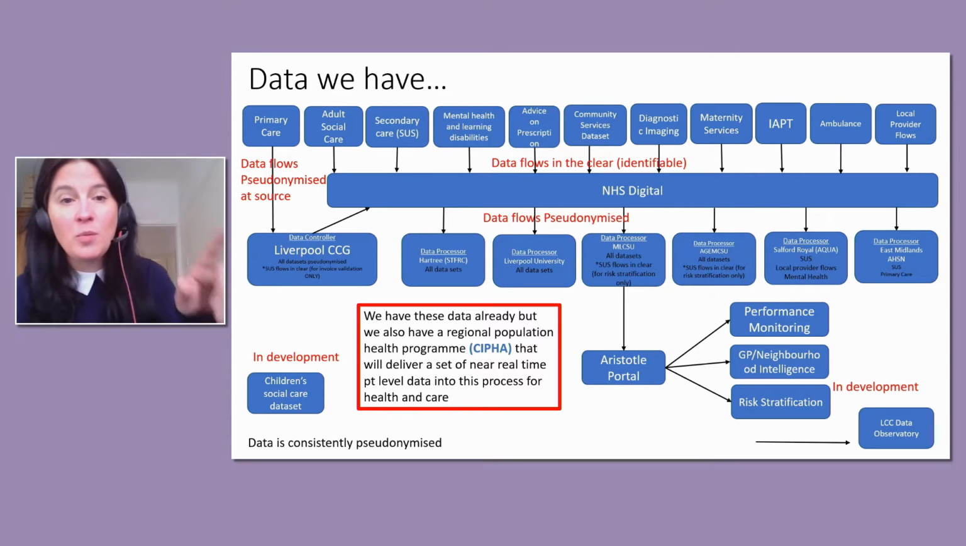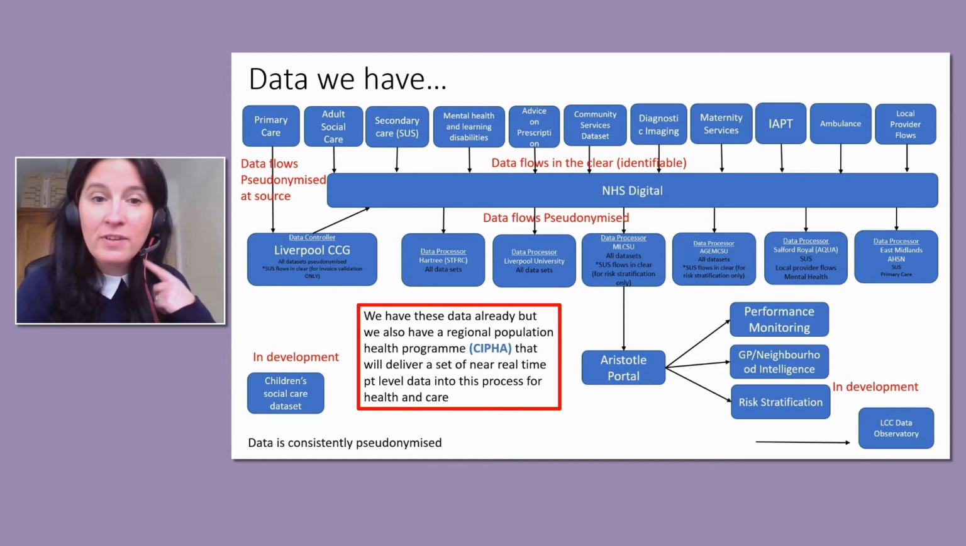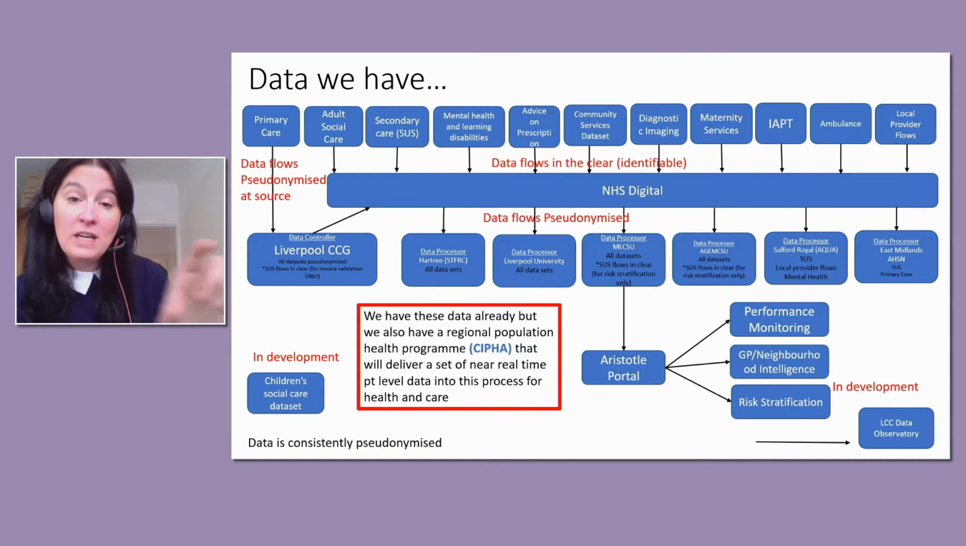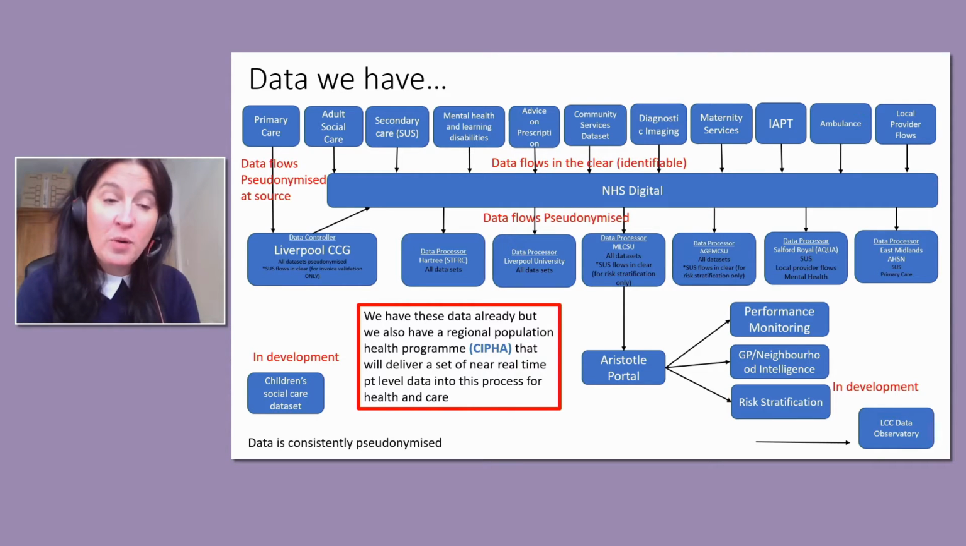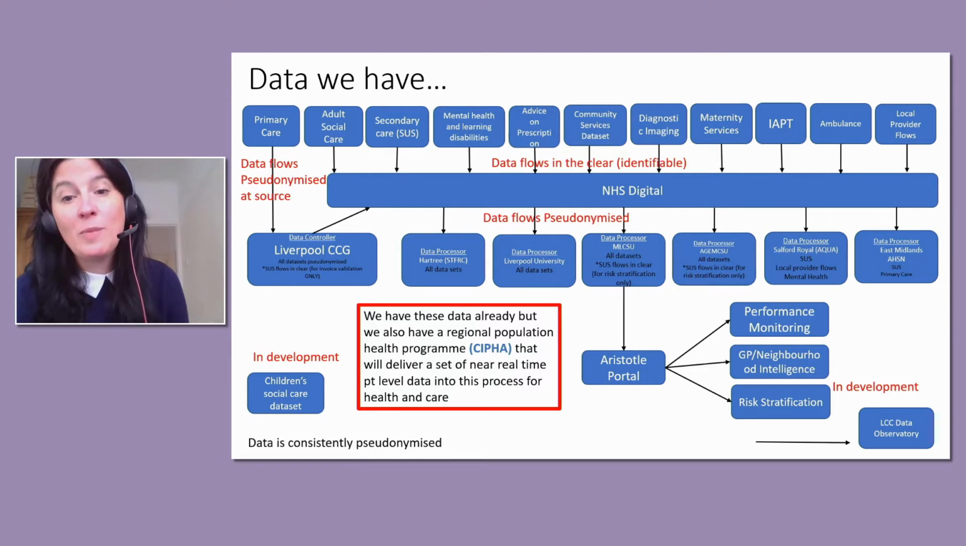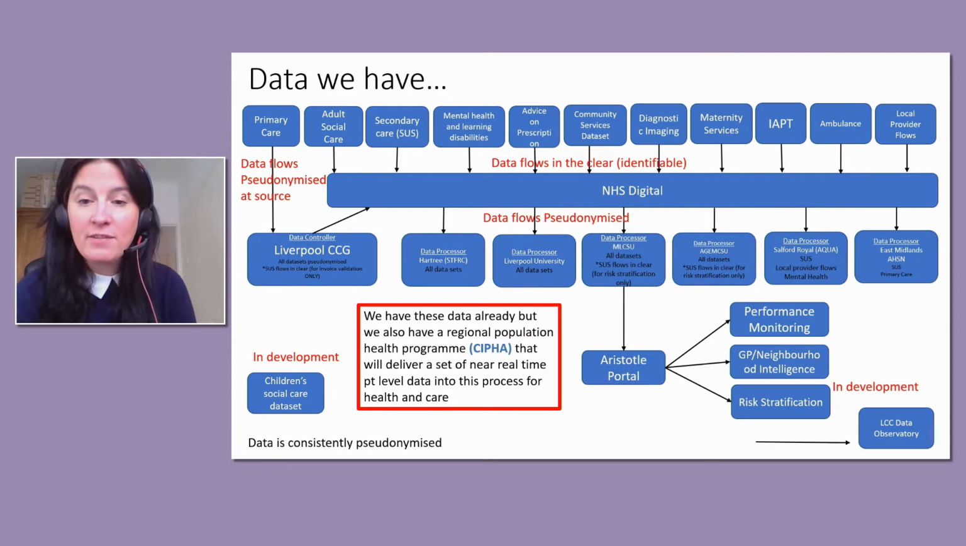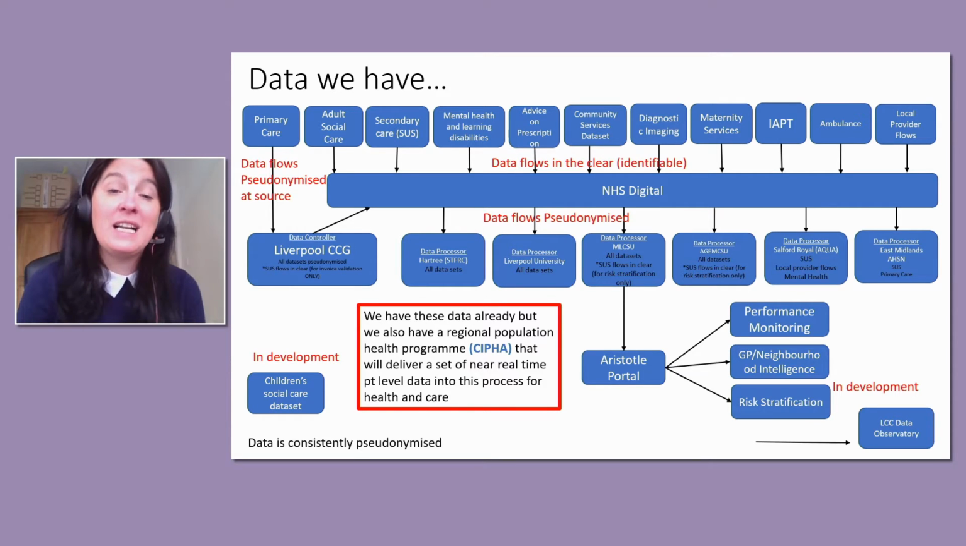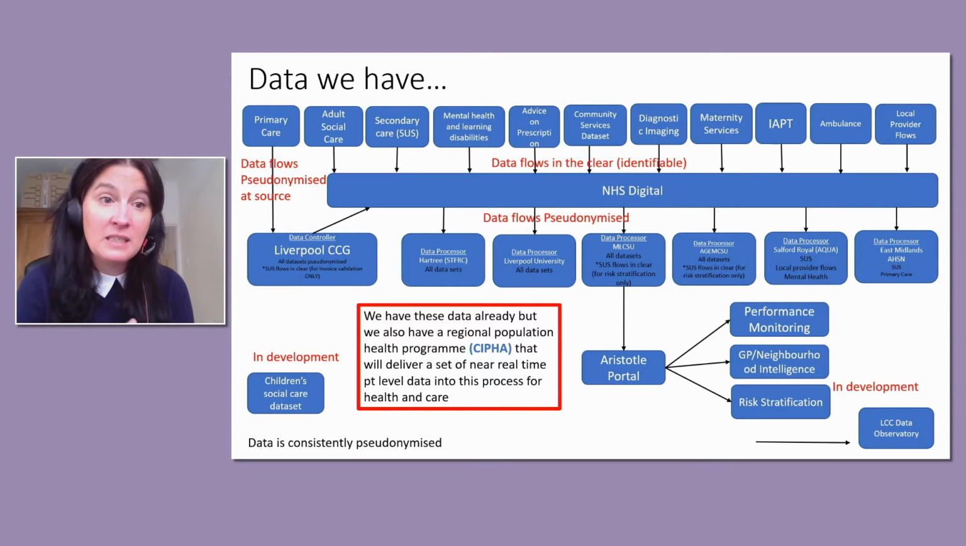So across the top, you can see the different data sets that we have. They flow partly into NHS Digital, with the exception of the primary care data, and then they come back out to us in pseudonymised form. And then what we've got is different data processors, including ourselves, that are able to look at that data and produce analytics to inform CCG business.